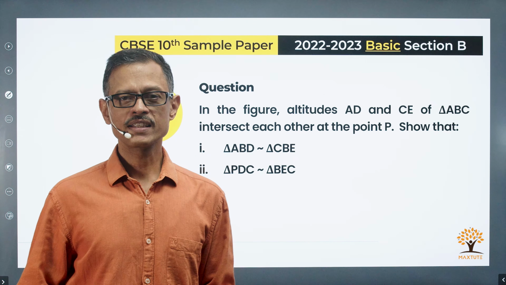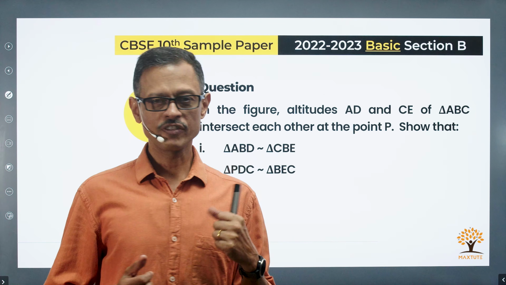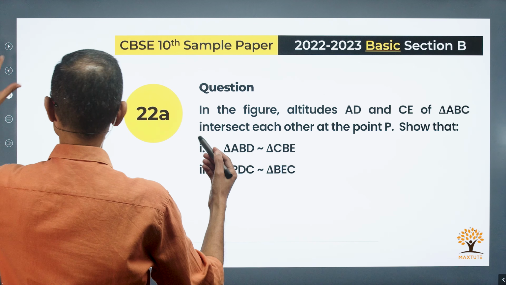Question 22. This question has an internal choice. Both parts are tested from the same chapter, triangles. Let's get started with the first one. In the figure, we'll have a look at the figure.